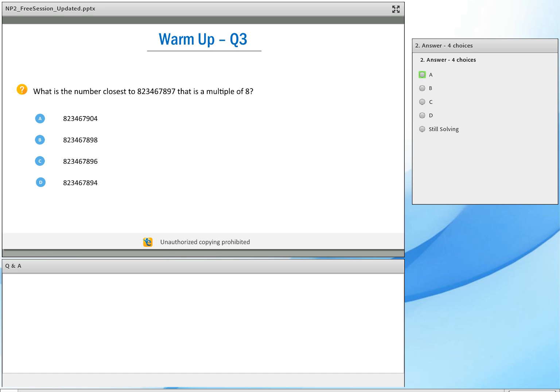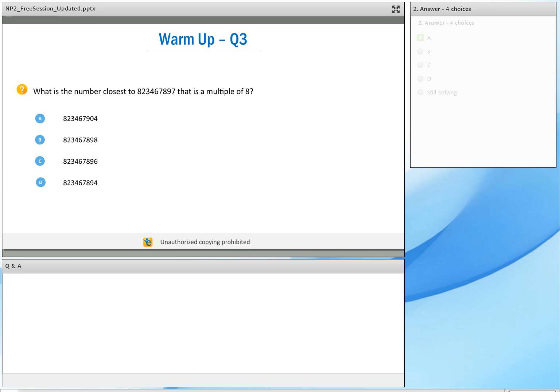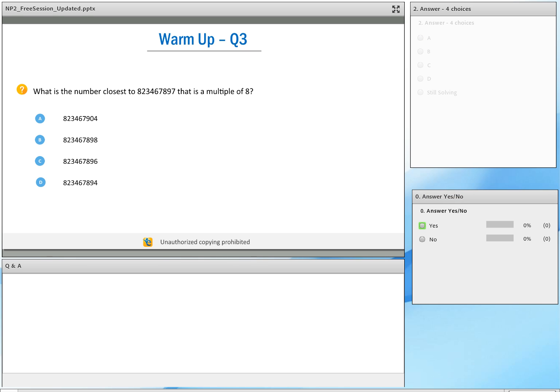Most of you are done. Let's put those answers in. 5, 4, 3, 2, and 1. Let me end the poll. Now, before I broadcast the results, I want to ask you, how many of you divided each of these 4 numbers by 8 and then selected the correct answer? Select yes if you divided each of the 4 options over here. Otherwise, select no.